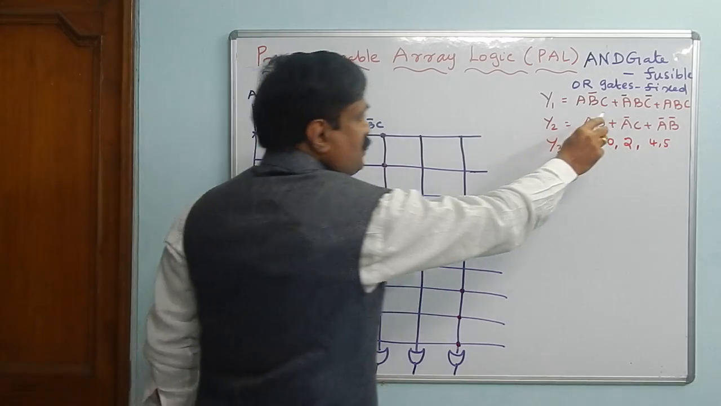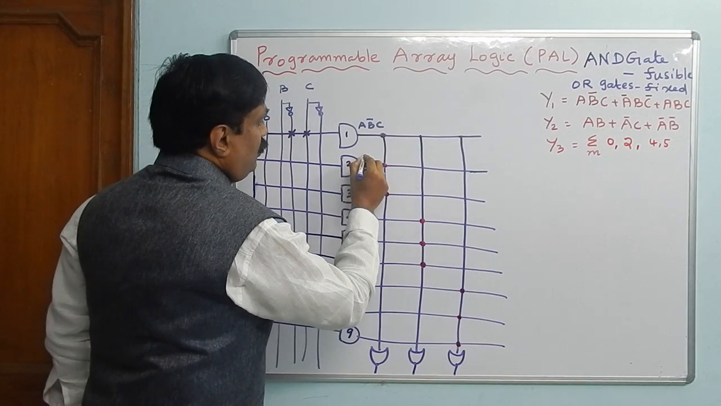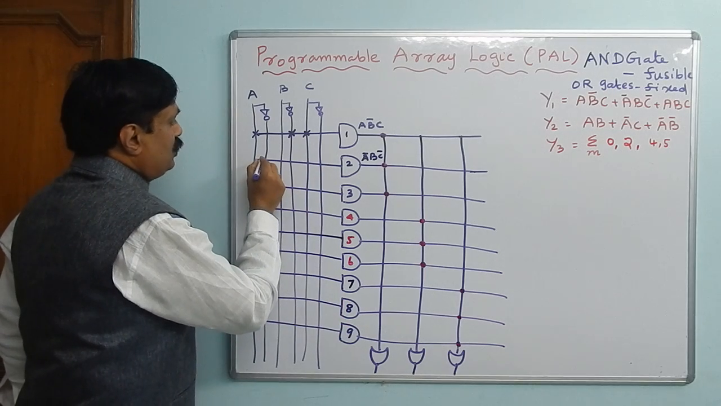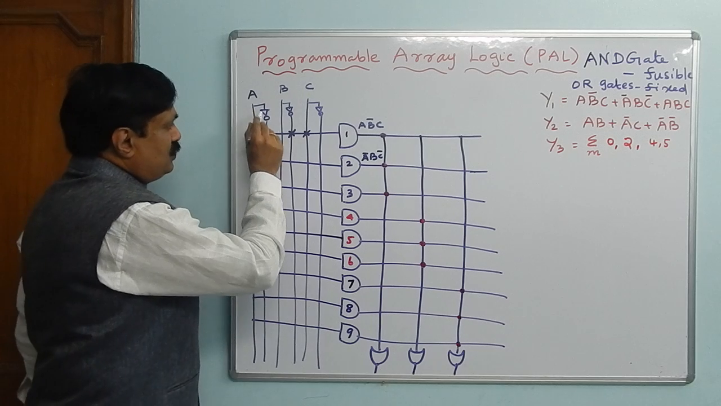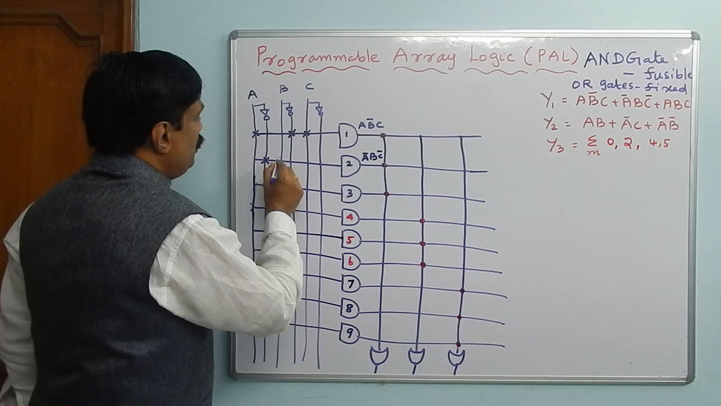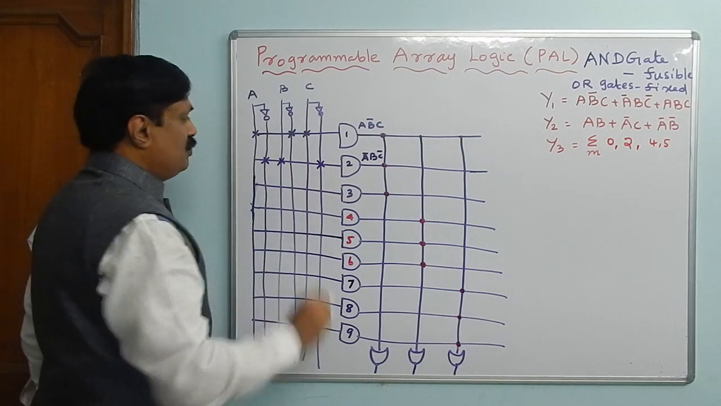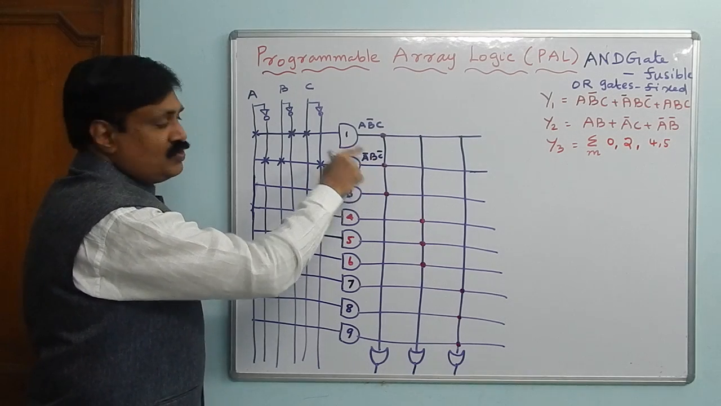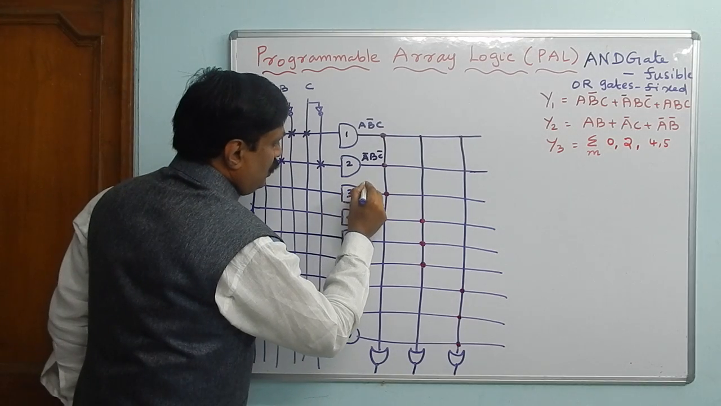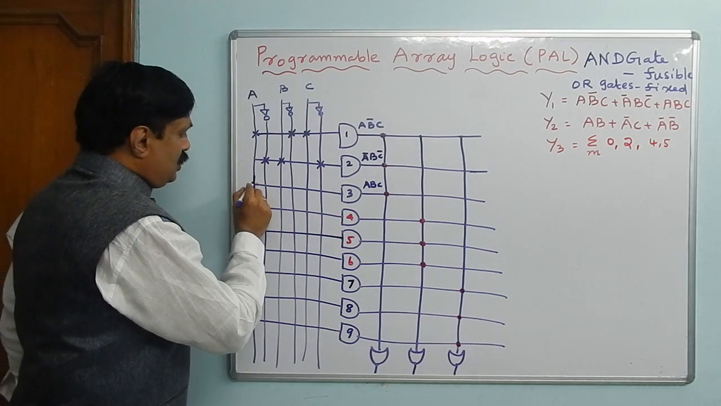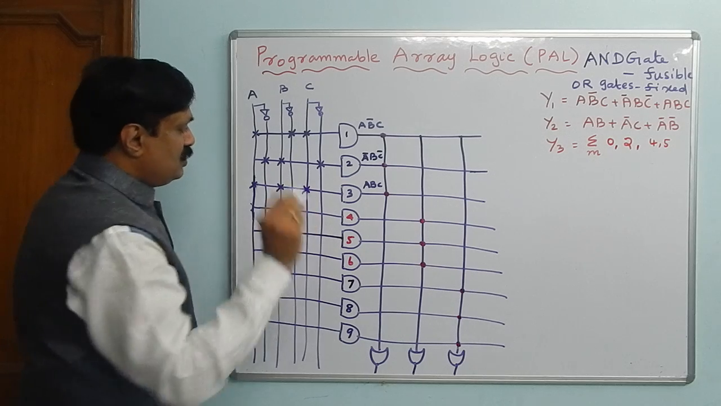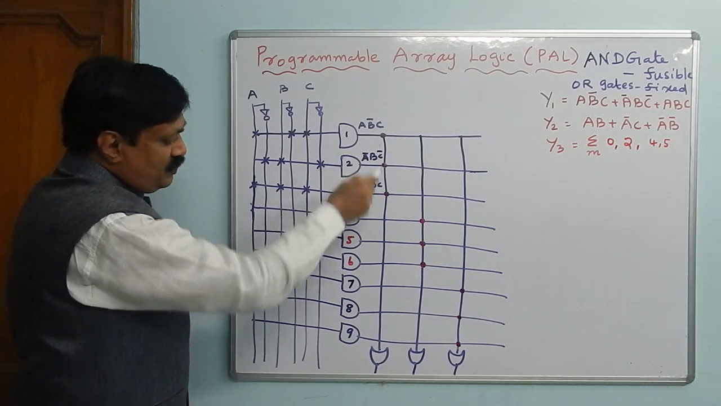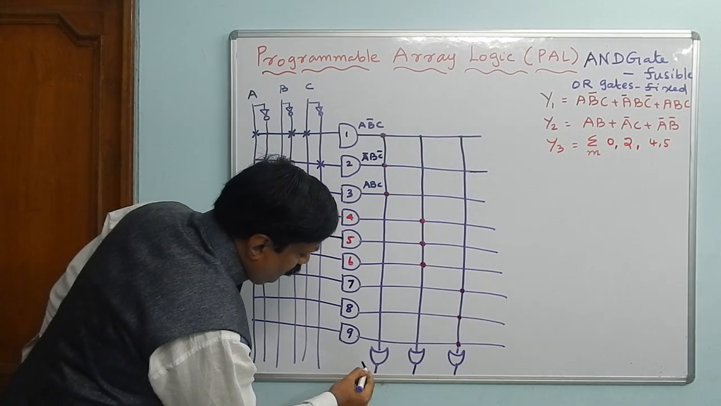Now I have written the product here, and take the second term. The second term is A complement, or A bar, B and C bar. A complement means, this is A and this is through a NOT gate, therefore it is A complement, and B, and C bar. These three variables, A bar, B, C bar, are connected, therefore you get the product term here. And the third term is ABC. That means A is connected, B is connected and C is connected. Now all three products are fixed to this OR gate, therefore you are getting Y1 here.